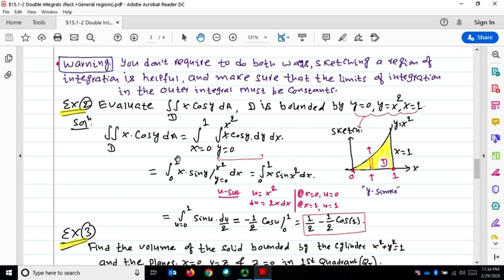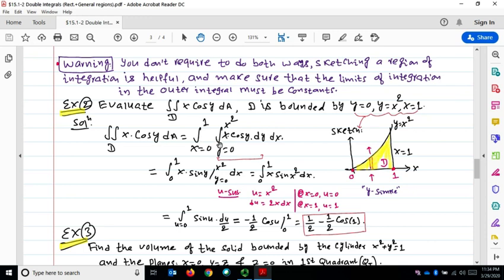Great. So now let's start evaluating the given double integral. The double integral is the double integral of x times cosine y dA over D, which equals the double integral where the integrand function is x times cosine y, and in this y-simple description, dA becomes dy dx. So the y integral is an inner integral and the x integral is an outer integral.